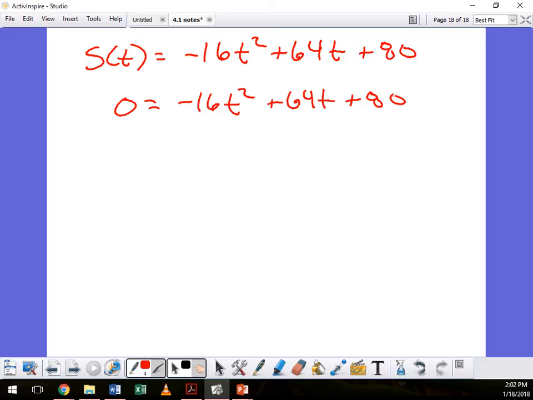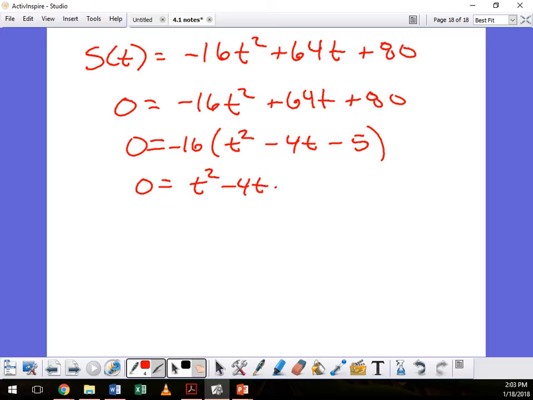So let's go ahead and do some factoring. I'm going to take out that negative 16. So negative 16, and I'm left with t squared minus 4t minus 5, and that's equal to 0. So now, what can I do with that negative 16? I divide it out, and when I divide 0 by 16, it washes out. So I'm left with t squared minus 4t minus 5.